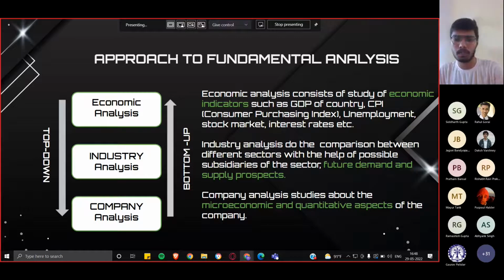Then CPI, the Consumer Price Index, is basically used to calculate inflation, or take the measurement of inflation, in that country. We'll talk about that.